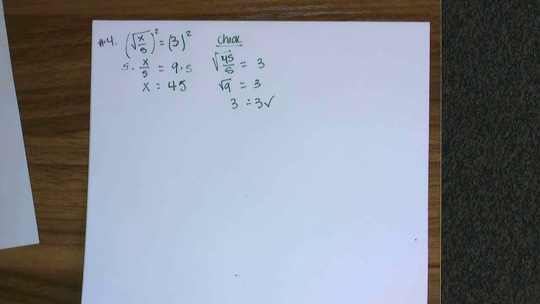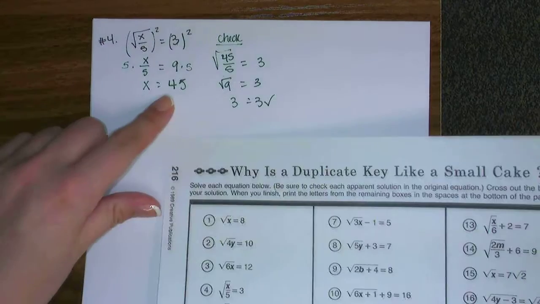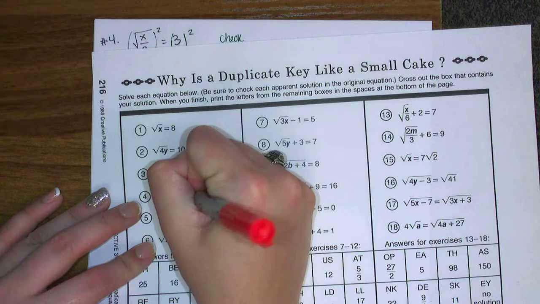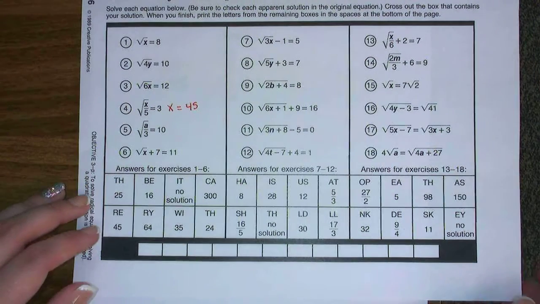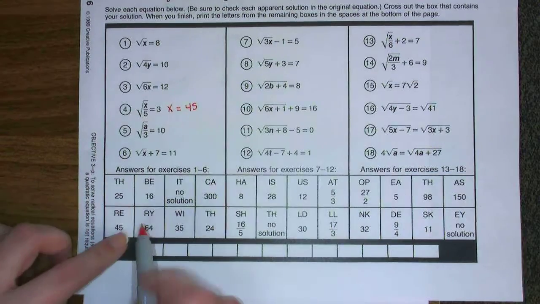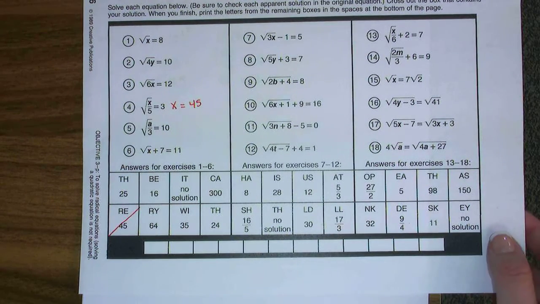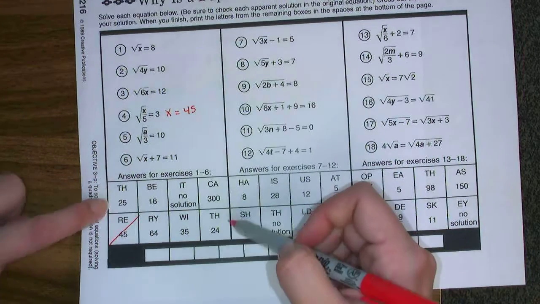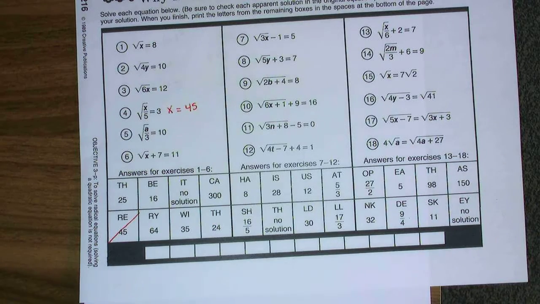So then, switch out markers, that one's not working very well. We're going to come over to number 4, and we're going to write x is equal to 45. And then find 45, it's right here, so I'm just going to cross it out, so I know that that's gone. I guess the answers for 1 through 6 are all right here, and then the answers for 7 through 12, so I didn't even need to look over here for those ones.